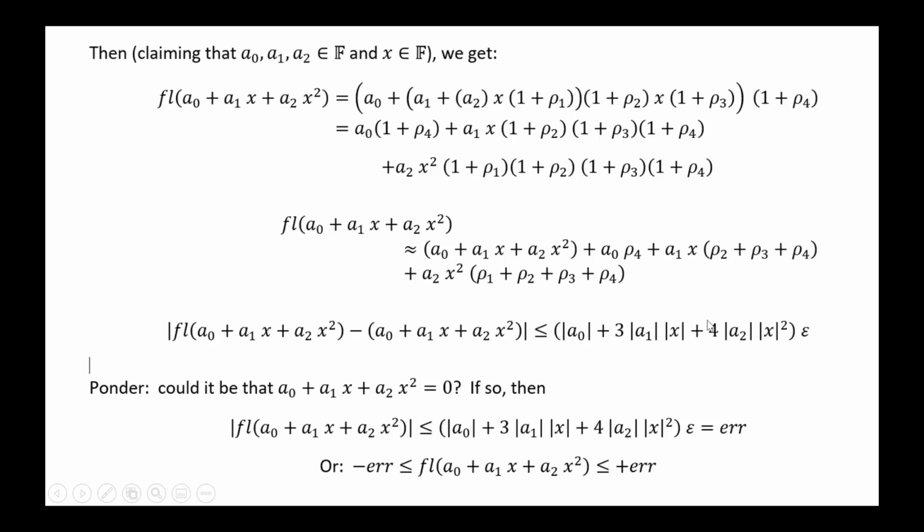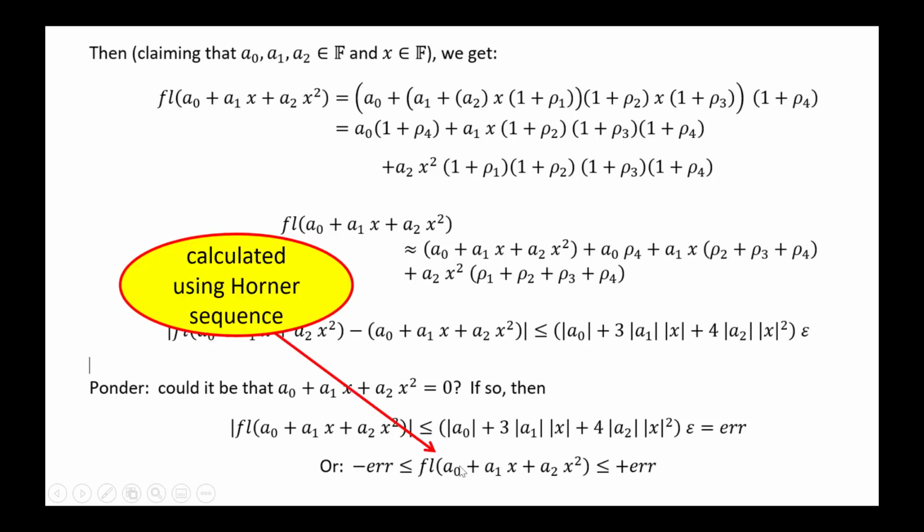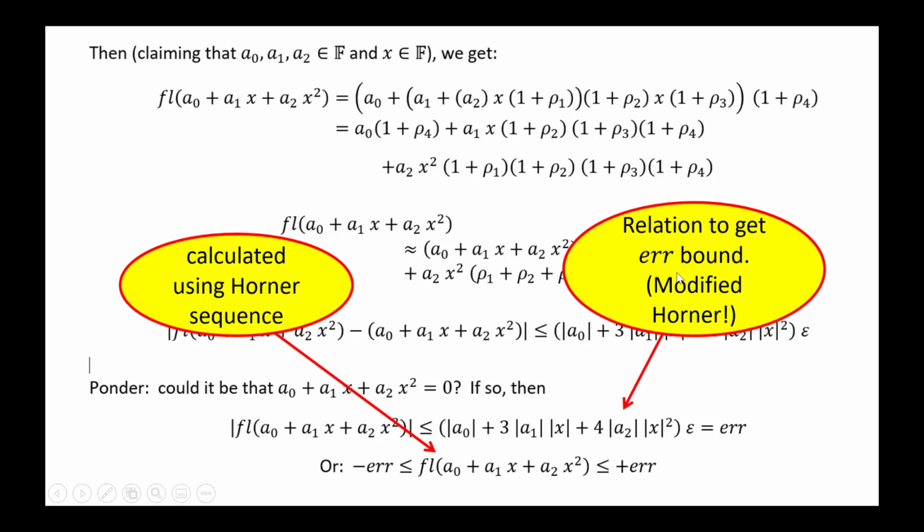So this is true for any x value, but what I really want to know is, is this x a potential root? What that would mean is that the true value would actually vanish. If the true value could somehow vanish, then what would be left is just the floating point Horner sequence being less than the right-hand side here, which I call the error. So I could say that the floating point Horner sequence is greater than or equal to minus the error and less than or equal to plus the error. So that would mean it would be a root. That's the calculated Horner, and this relation here is the error bound.